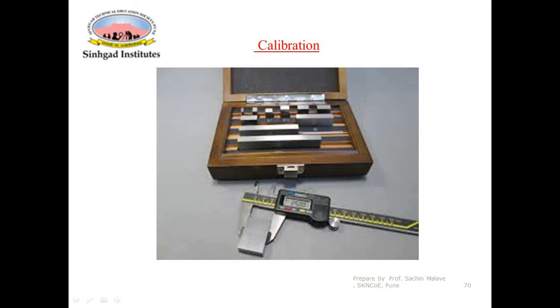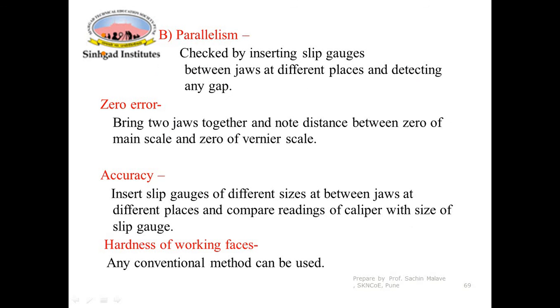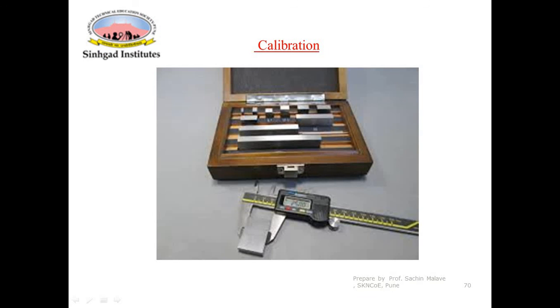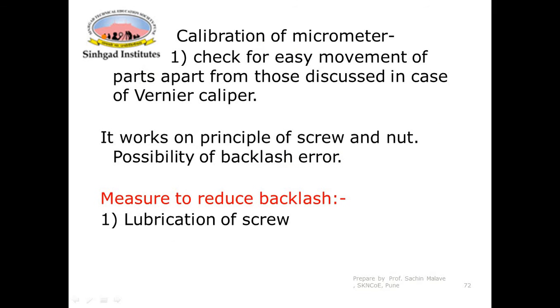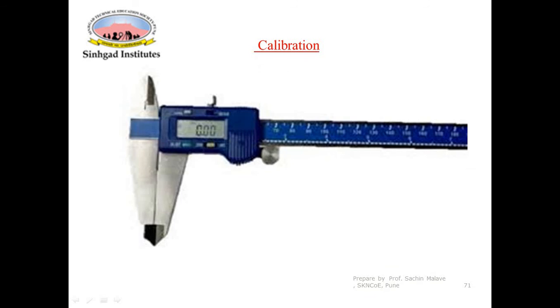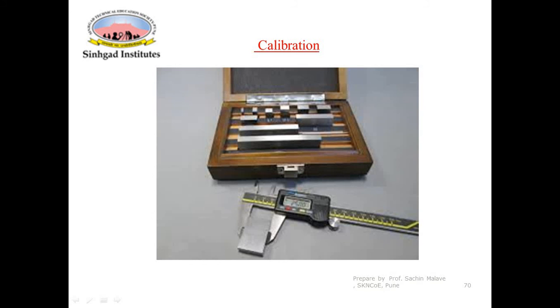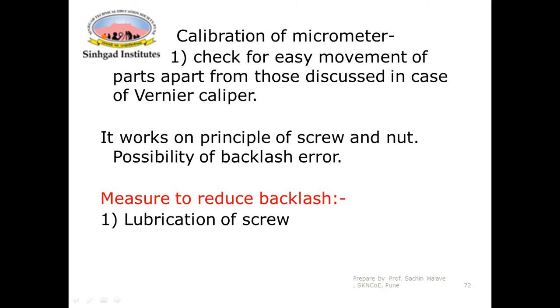The hardness test can be done with any available method. Many hardness testing methods are there: Brinell hardness test, Vickers hardness test, Rockwell hardness test. You can use any hardness method and check the hardness of the working faces. So this is the way to calibrate the vernier caliper. In the calibration report, all these things will be mentioned. Then there is the calibration of the micrometer.